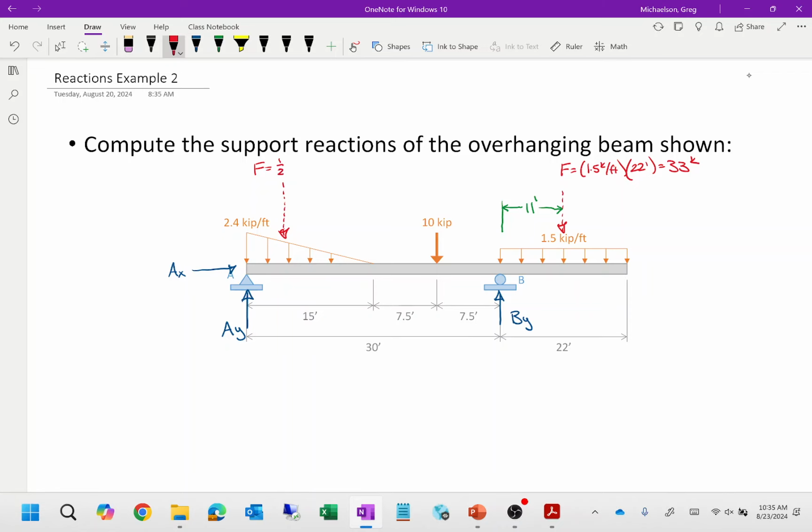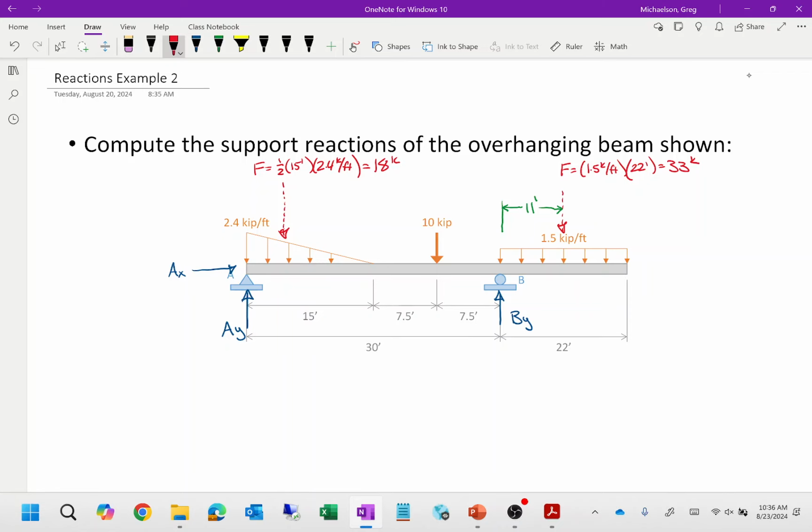1/2 base times height is 18 kips. Is everybody with me on that? It's really easy on these problems to forget the 1/2, so don't forget that. This is a triangle, so the area is divided by 2. That is a common mistake that I've seen students make.